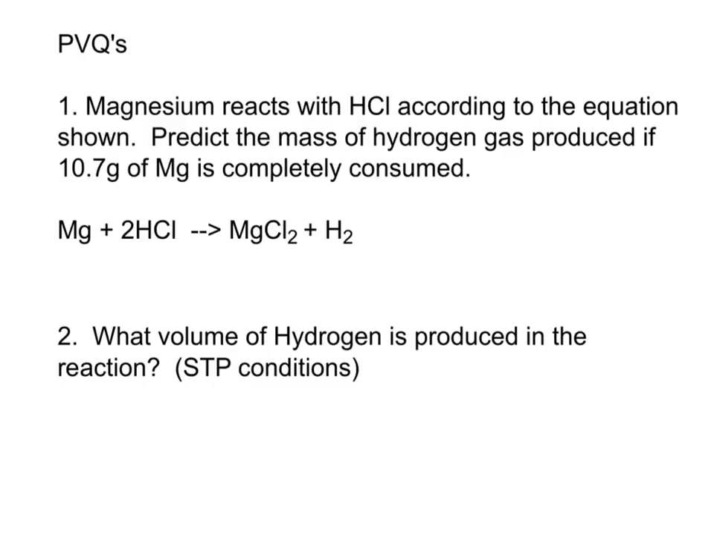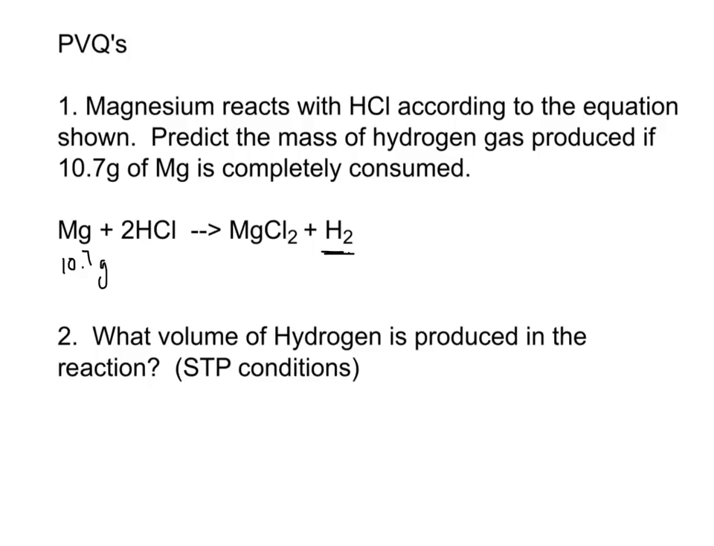All right, so now for some post-video questions. Magnesium reacts with hydrogen chloride, that's hydrochloric acid, according to the equation shown below. We want you to predict the mass of hydrogen gas produced from a starting amount of 10.7 grams of magnesium. So we are saying you have 10.7 grams of magnesium. How much in grams of hydrogen is produced?